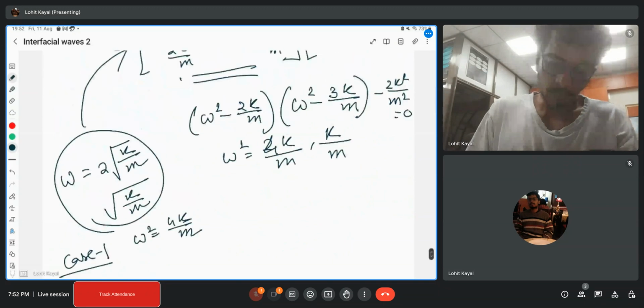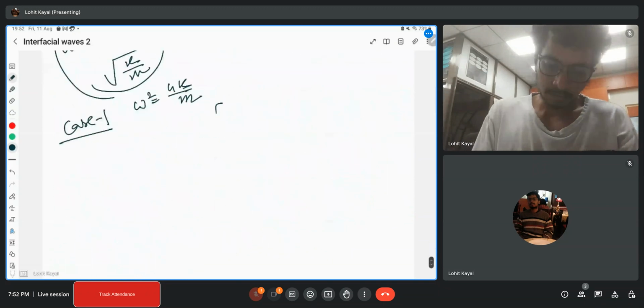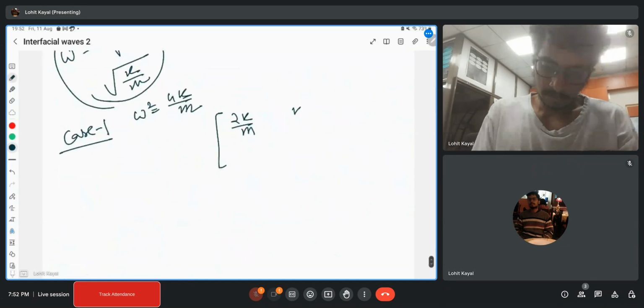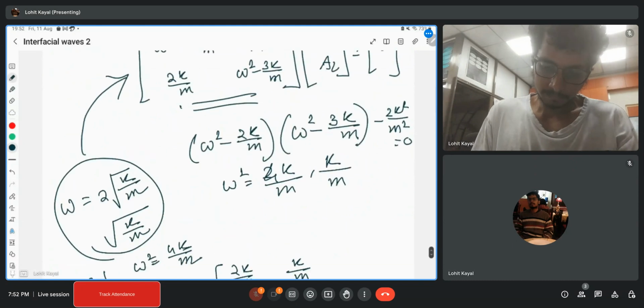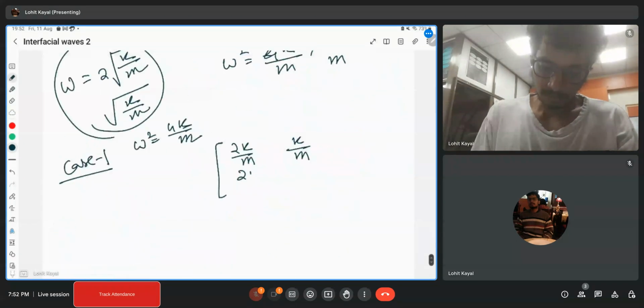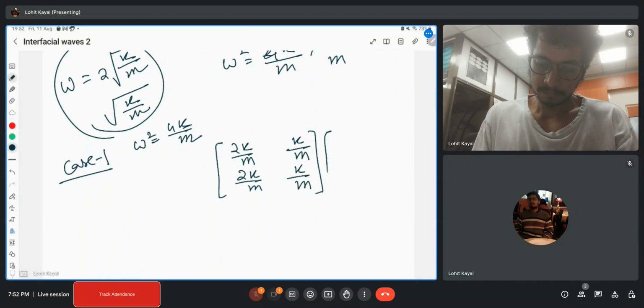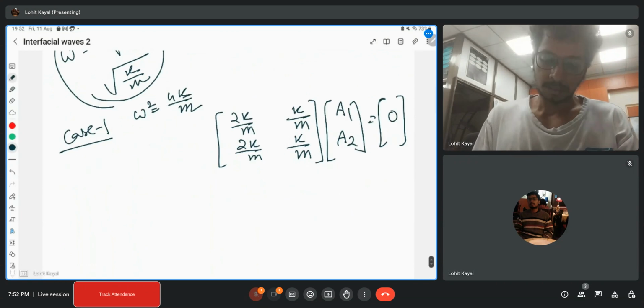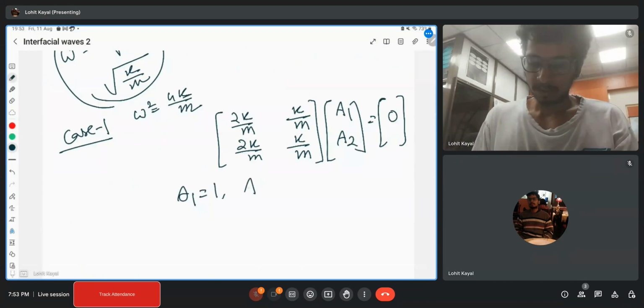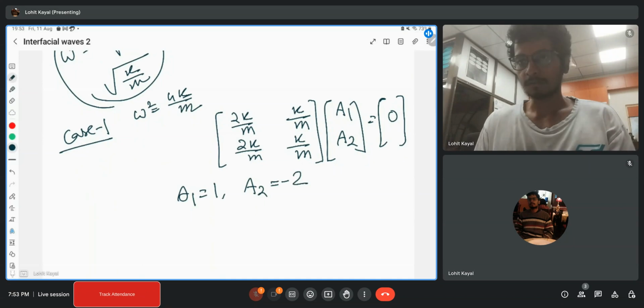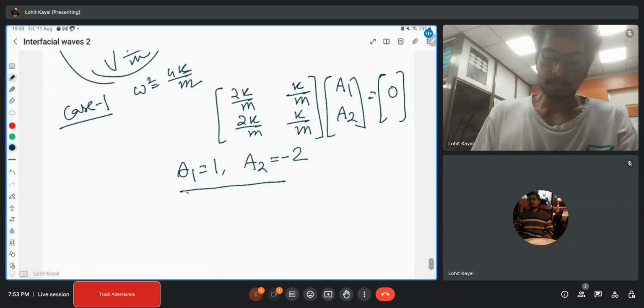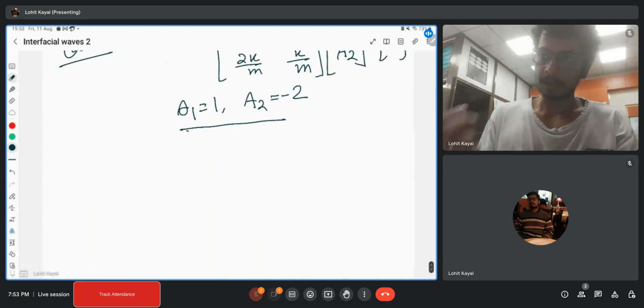So when omega square equals 4k by m, it will be 2k by m, k by m, 2k by m, k by m, times a1, a2 equal to 0. So what can be one possible solution? That a1 equals 1, a2 equals minus 2. Now let me draw the entire system again.